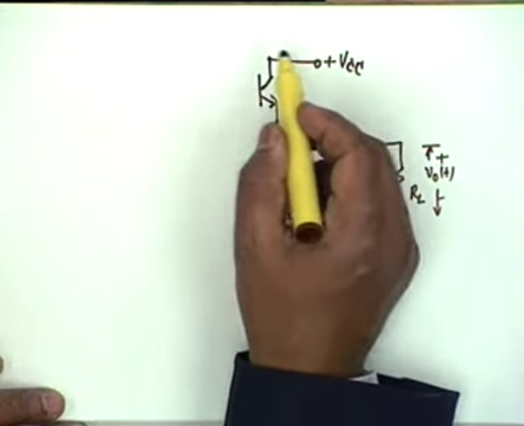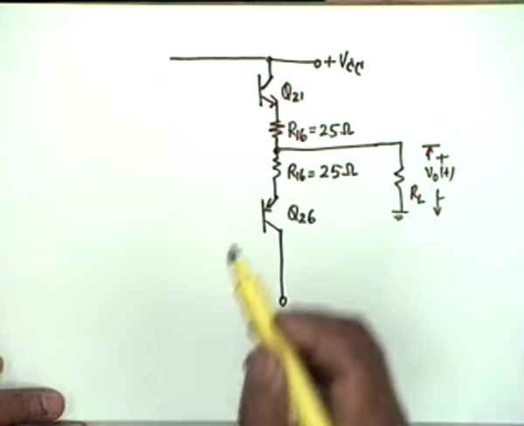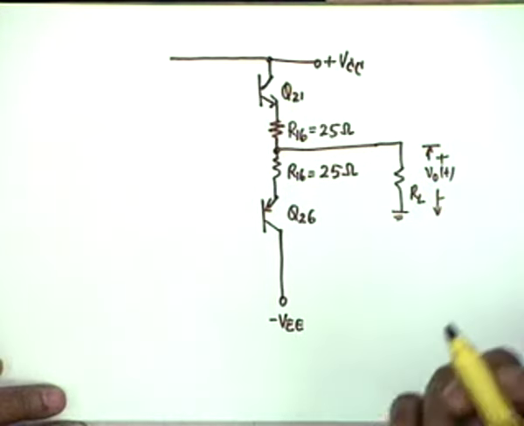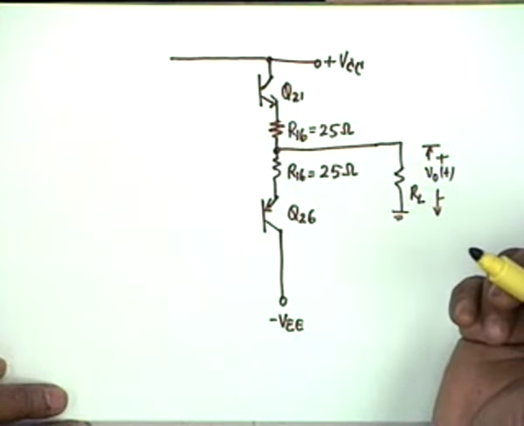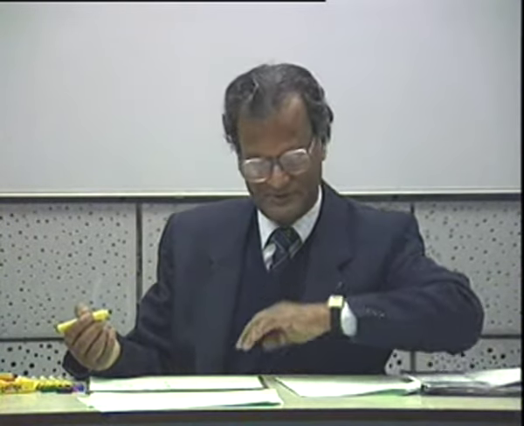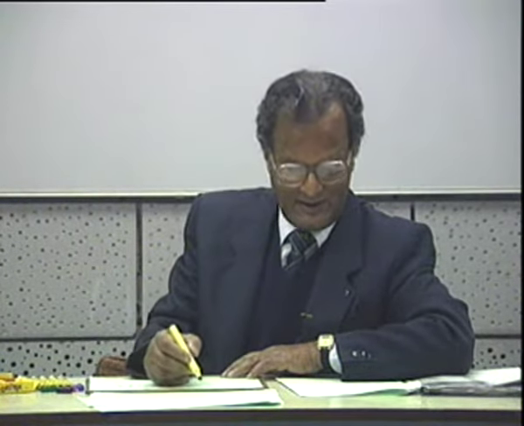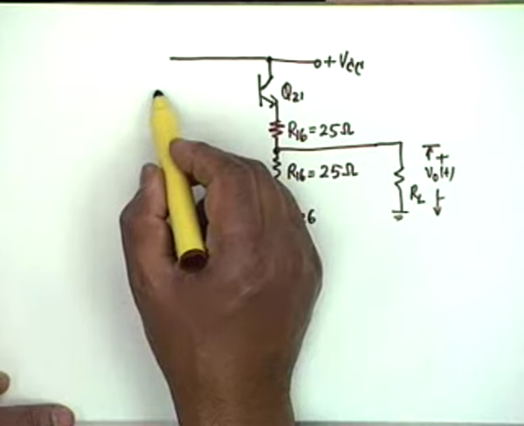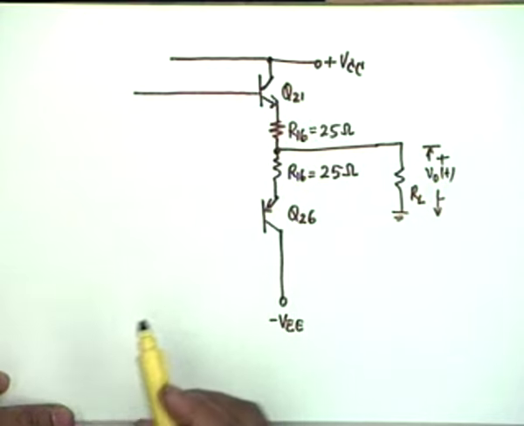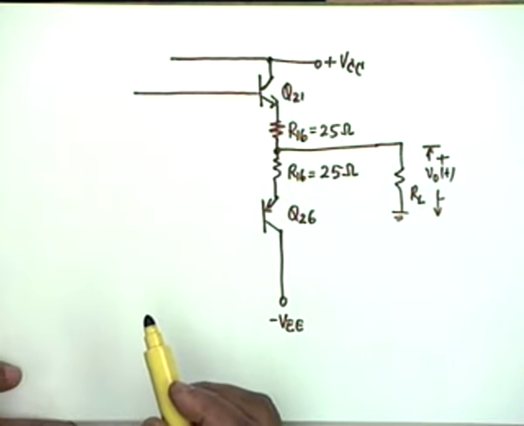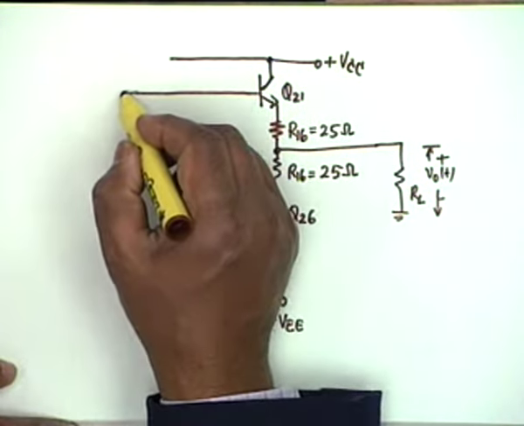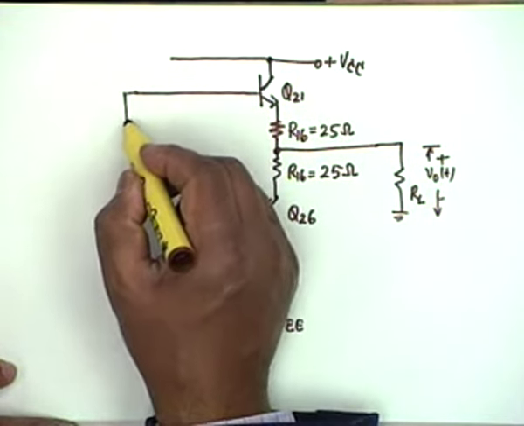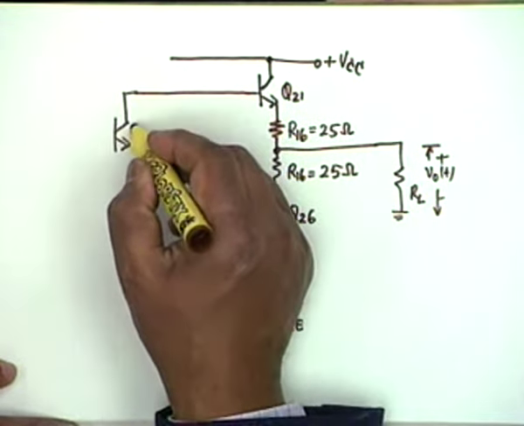Now from the collector you require the drive. To avoid crossover distortion, you require two diodes which have exactly 0.7 drops. Okay. Those diodes are obtained in a peculiar manner. This base, the base of Q21 goes to a diode connected transistor Q18.